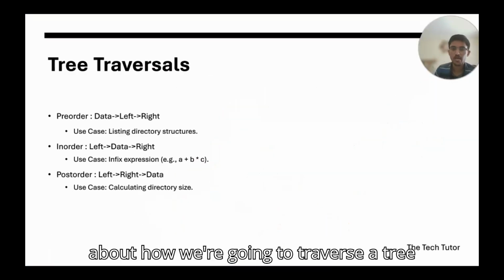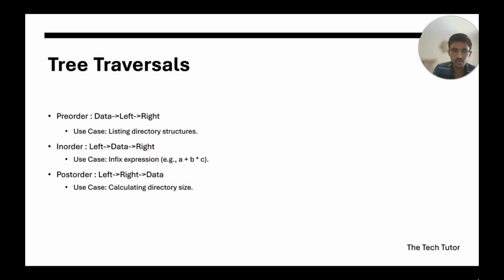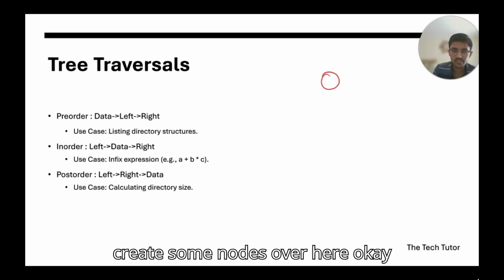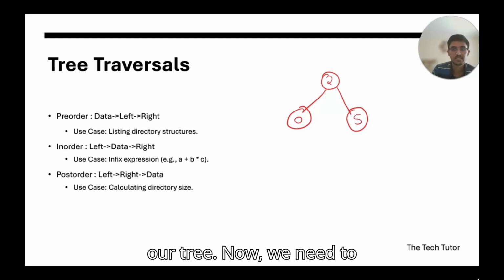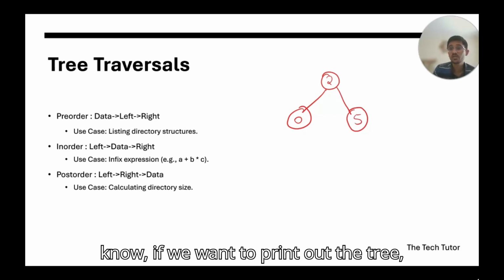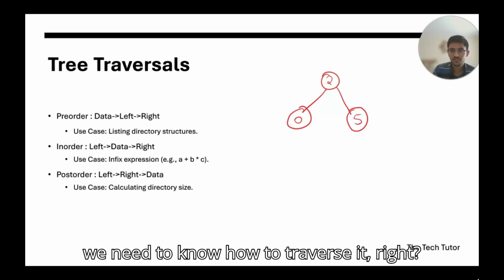Now let's talk about how we're going to traverse a tree. Okay, so let me create some nodes over here. Okay, say this is our tree. Now I put in 2, 0, 5. Okay, so let's say that's our tree. Now if we want to print out the tree, we need to know how to traverse it, right?